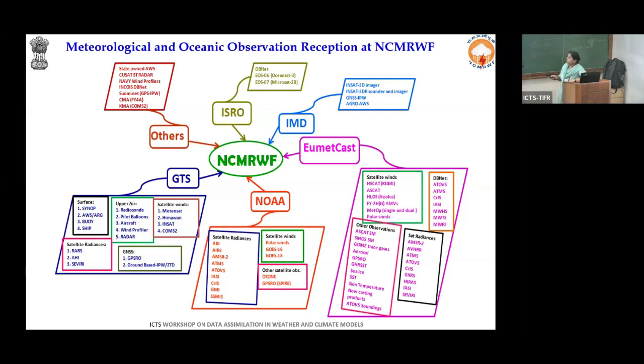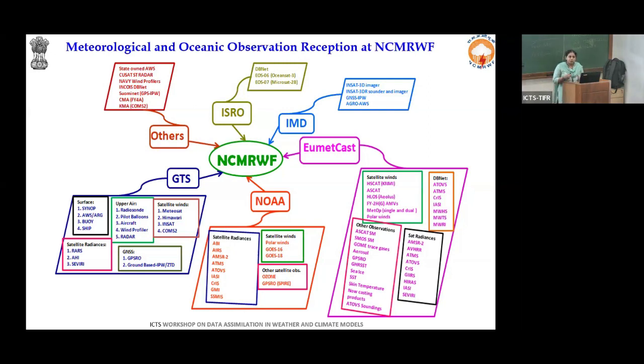And from NOAA, almost all the NOAA satellite data we get through the NKN connection with the NOAA PDA, so that we get all the data through that service. Apart from the satellite radiances, we get some satellite winds, the polar winds and GOES 16 and 18, that is GOES West and East. And other satellite observations like ozone and GPSRO, that is the commercial GPSRO data.